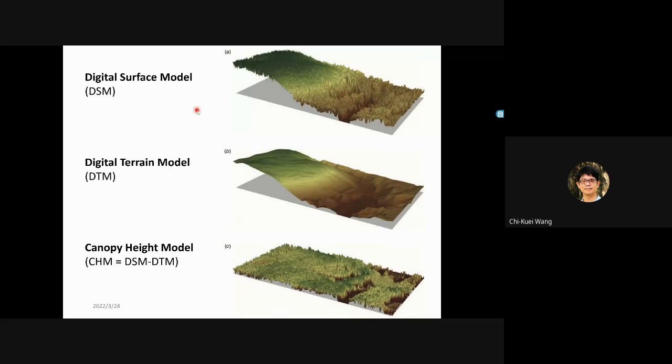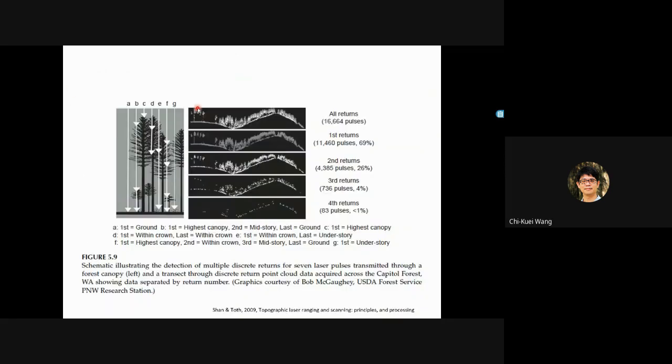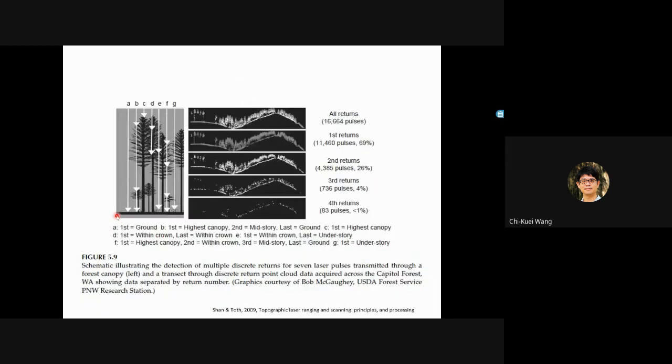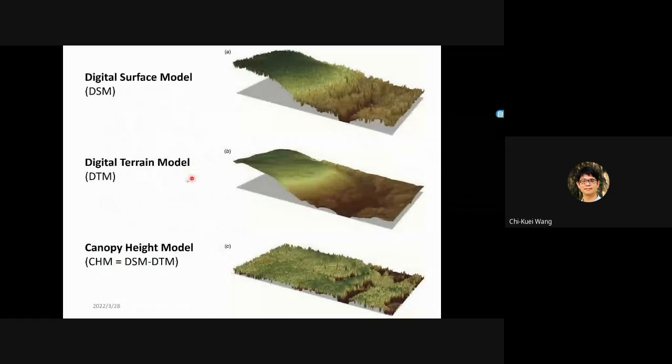If you have the digital surface model, like that, and you link the bottom here, this is the bare earth. So you have the DEM, or sometimes people call it DTM. By subtracting the two, you get the canopy height model. So you can know the height of each tree if your data is good.